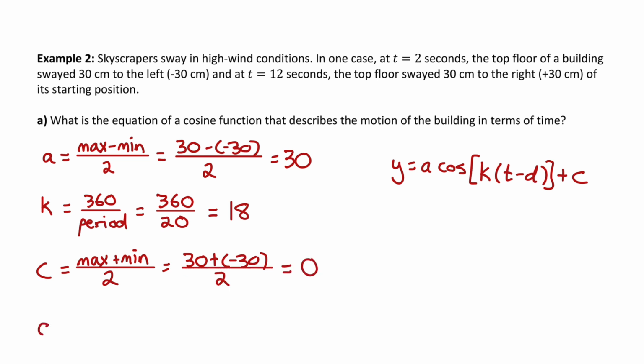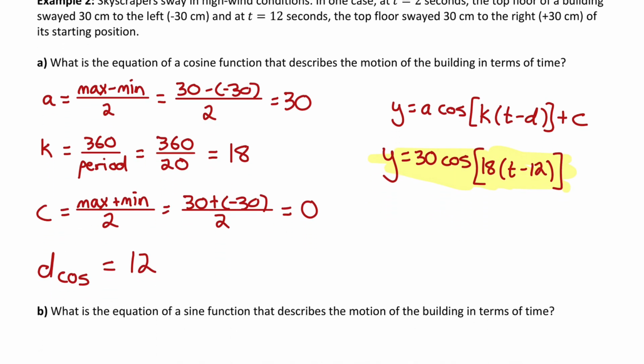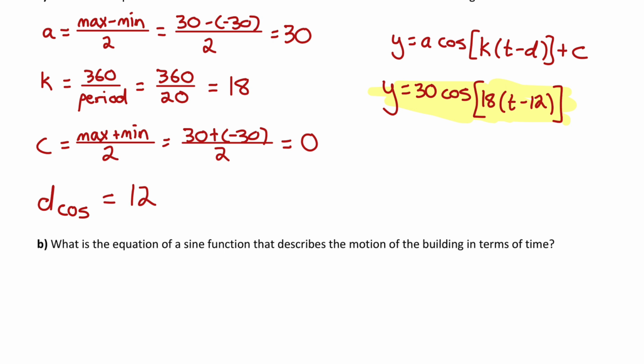And lastly, the d value for a cosine function is its x value of a max, or in this case, the time of a max. Well, at 12 seconds, it's at its maximum value of positive 30. So the d value for cosine is 12. And now I can write my final answer. And then part B says, what is the equation of a sine function that describes that motion of the building? So I want to write an equation that is equivalent to this, but using sine.